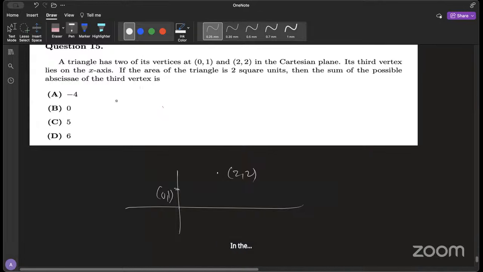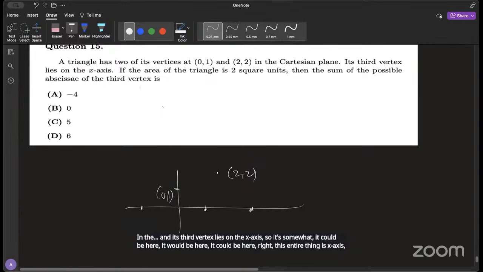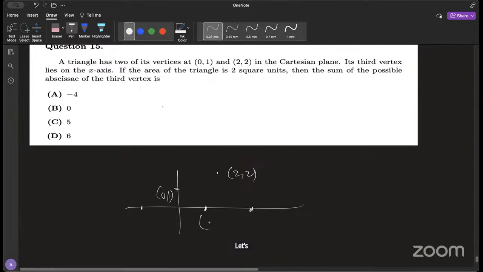And its third vertex lies on the x-axis. So it could be here, it could be here, it could be here, right? This entire thing is the x-axis. Let's take it arbitrarily here. Let's call that point (x, 0), right? Every point on the x-axis looks like this. So the point is (x, 0).